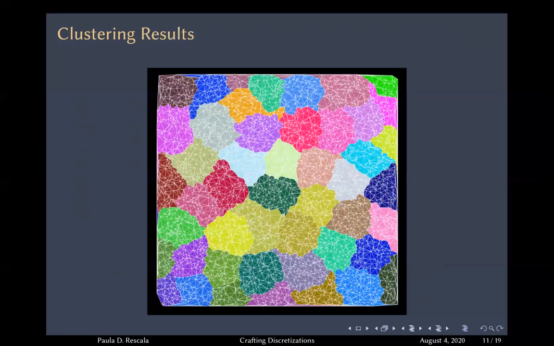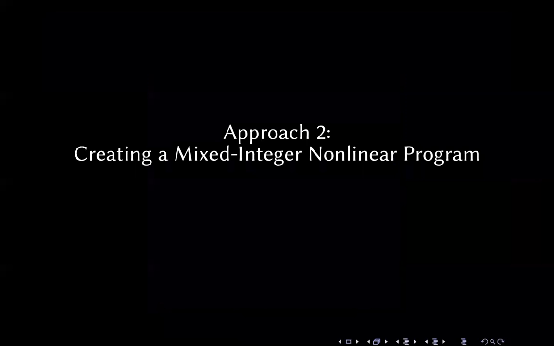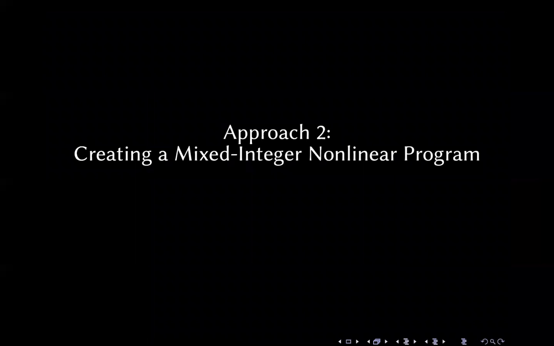Here's the result. So the positives are that the jagged boundaries are actually much better here. However, it is still not where I would like it to be in terms of cluster compactness. So from here, I moved on to my second approach. This approach is to create an integer program.